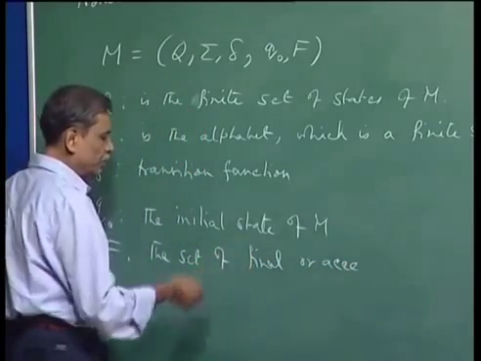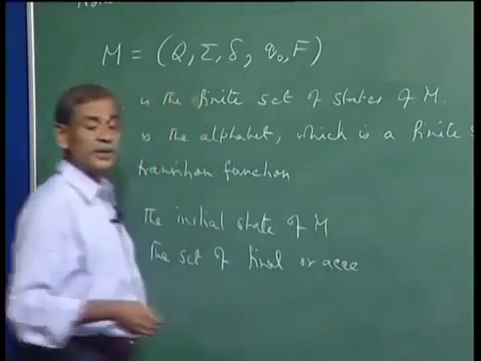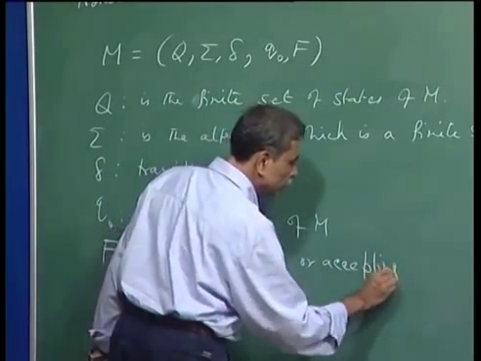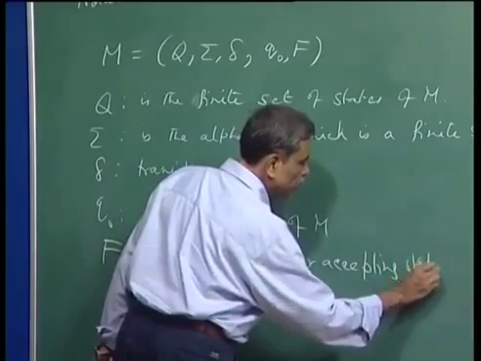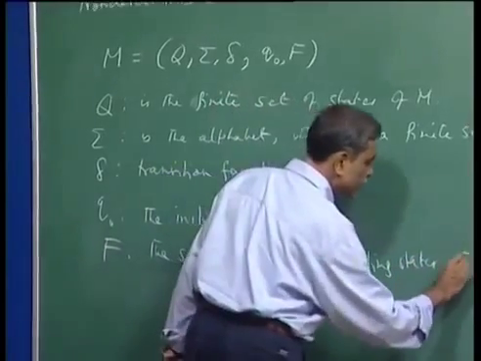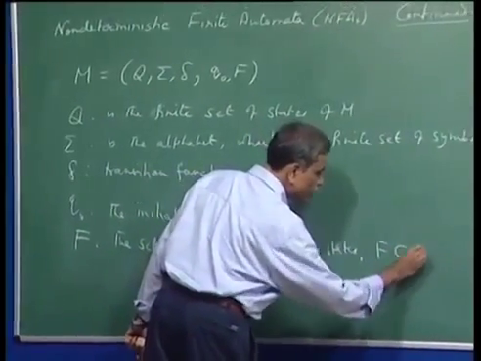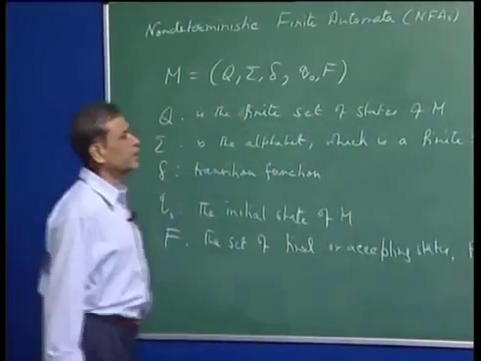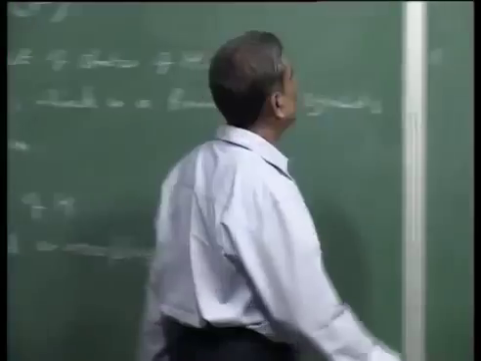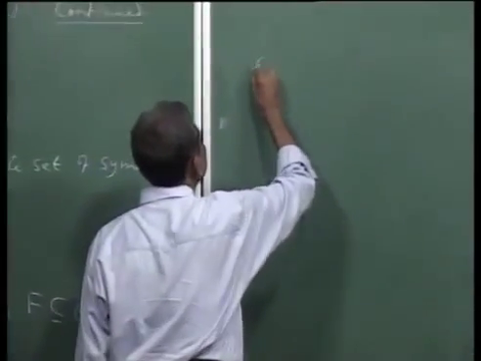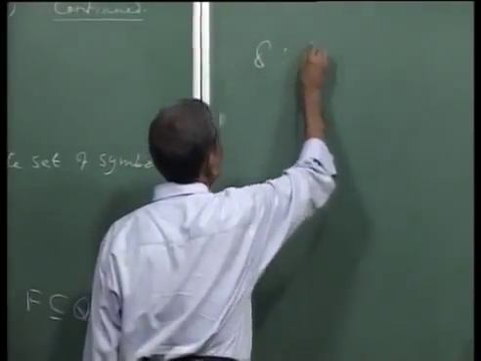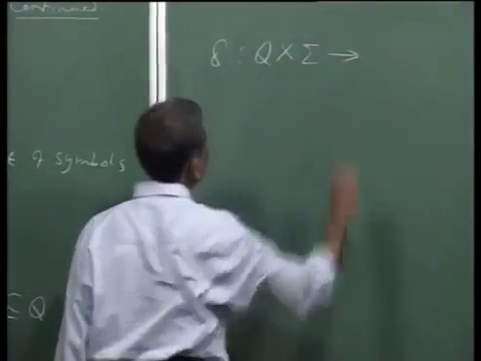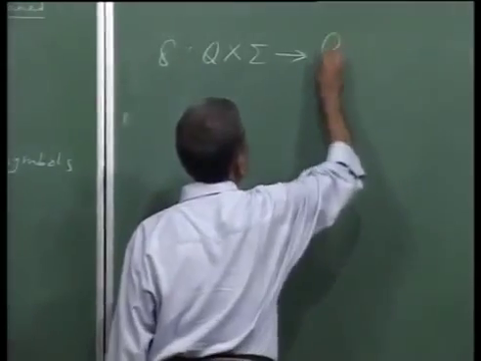We have two terminologies for the same thing. Either you can say final states or accepting states. Clearly, this is a subset of Q. And now let me describe the transition function for NFAs. So, delta is a mapping from Q cross sigma to power set of Q.